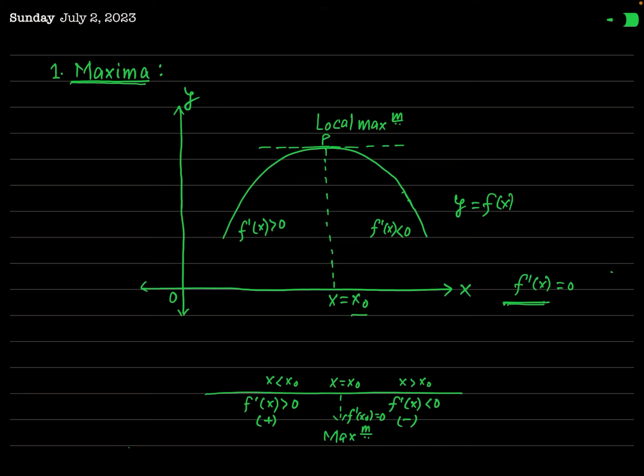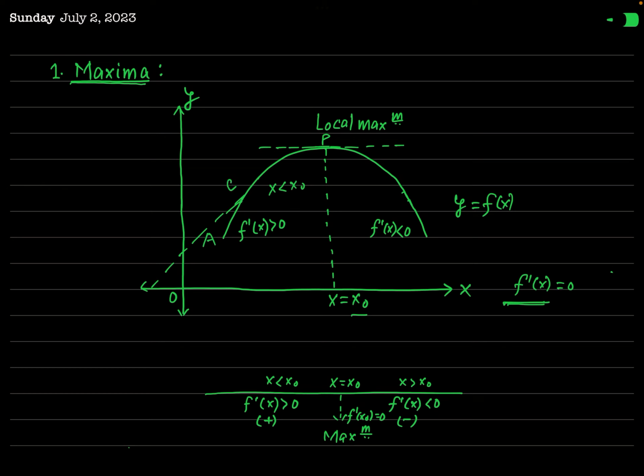When x is less than x naught, in this region, for this part of the curve, let us say AP, for the AP part of the curve, x is less than x naught. You can see. And when you find the slope, that is f dash of x, corresponding to any point on this curve for x less than x naught, what will you get? Let us see. I am just finding the slope at a point, let us say here, which is, let us say, C.